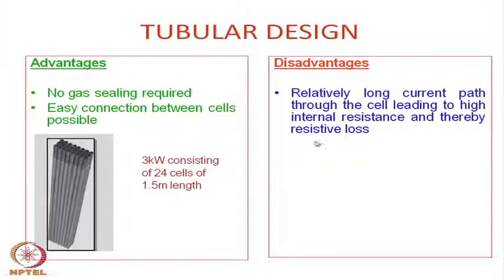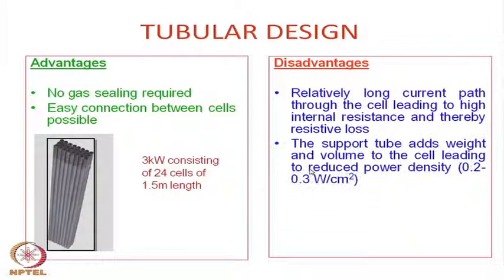and thereby resistive loss. So, even though the film thickness, the electrolyte thickness itself, is very small, maybe up to 20 micron, the current has to travel through a longer distance because of the length of the tube, and therefore, this is relatively lossy, or the overall internal resistance becomes relatively high. The support tube adds weight and volume to the cell, leading to reduced power density.